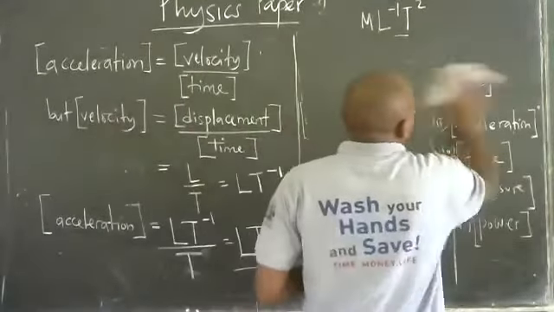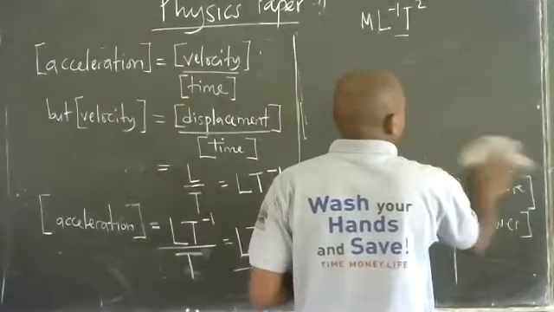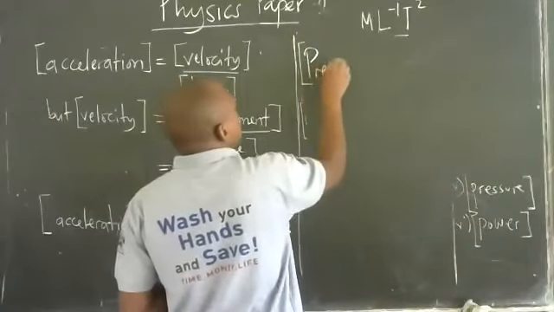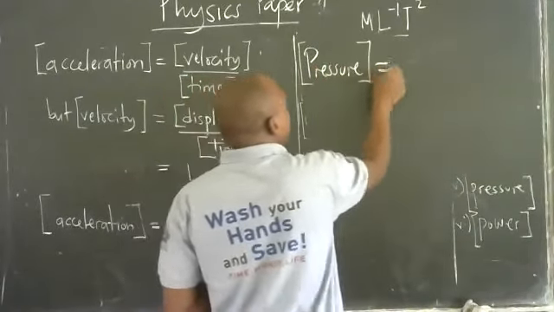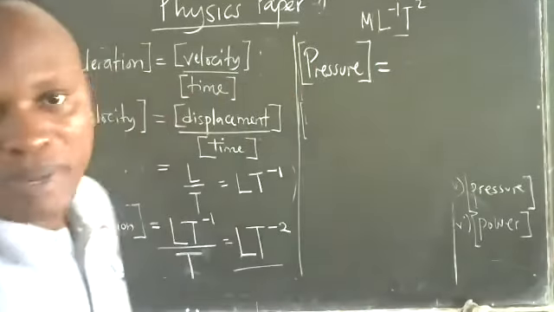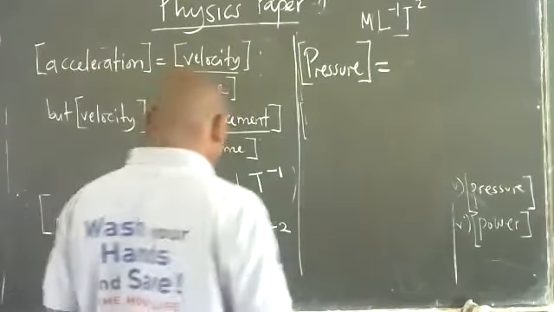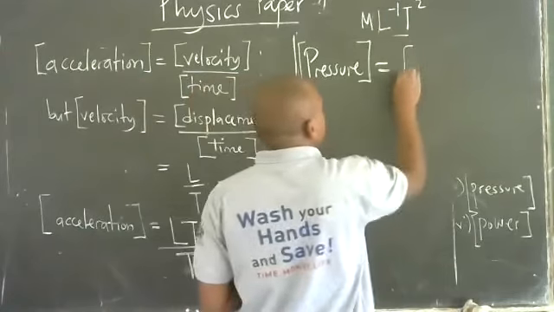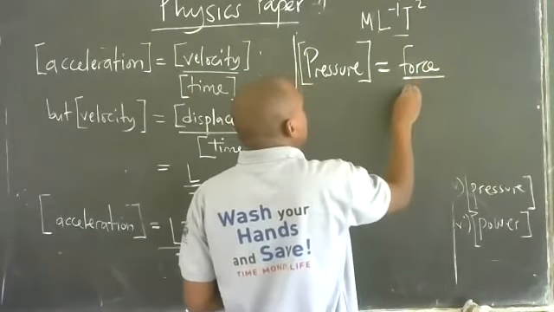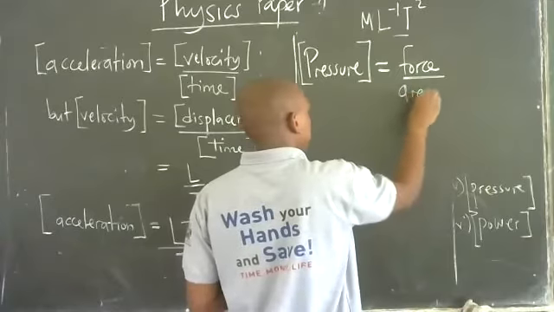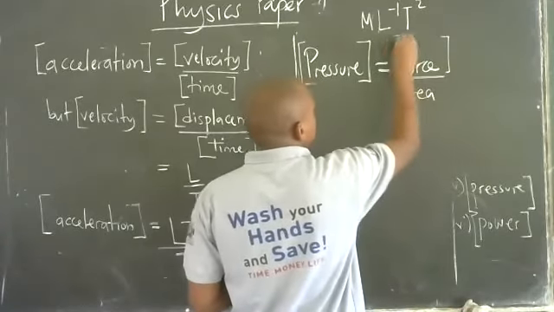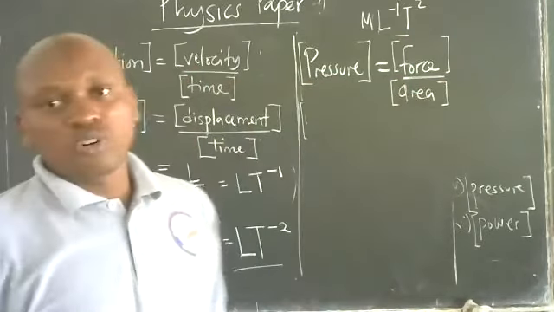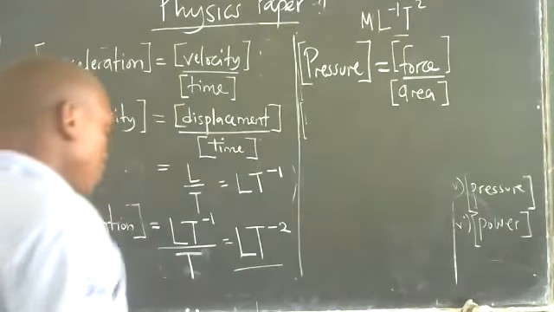Let us see. We can work it out. We said always first remember the formula for that. What's the formula for pressure? Pressure is equal to force out of area, isn't it? You have just told me that you got the dimensions for force. What are the dimensions for force?